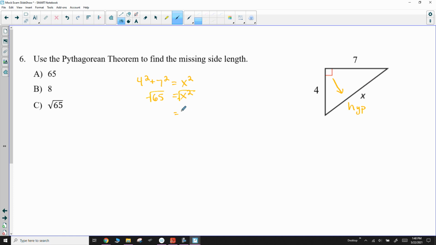The square root of x squared is x, and the square root of 65 is not 65. And it's not 8 either. The square root of 64 is 8. The square root of 65 is not 65. And the square root of 65 is truly the square root of 65. This would be simplest radical form. There's not a perfect square that goes into this. The answer for this is C.